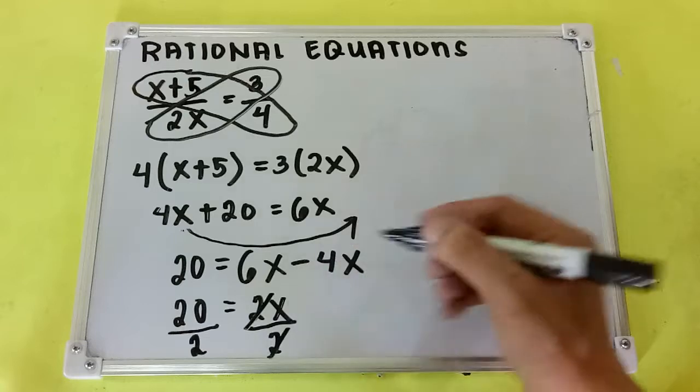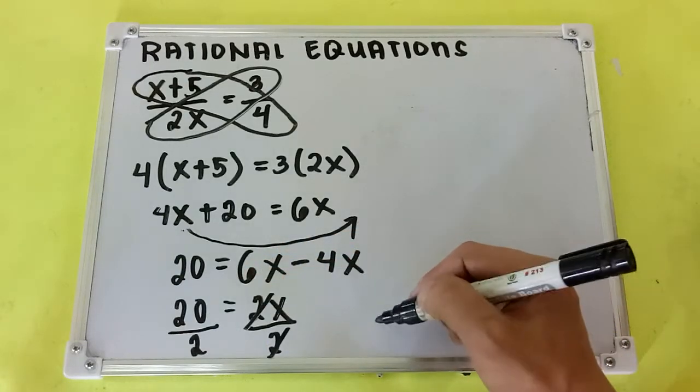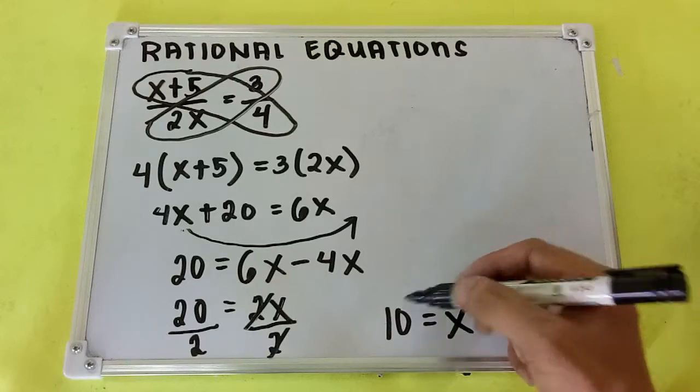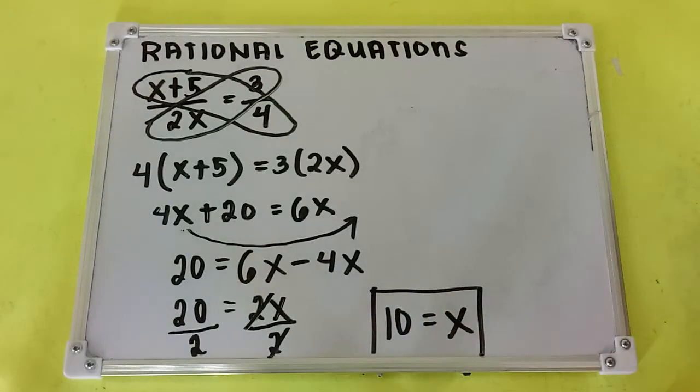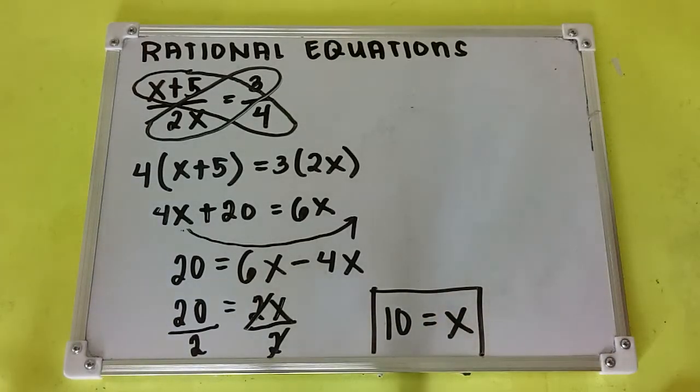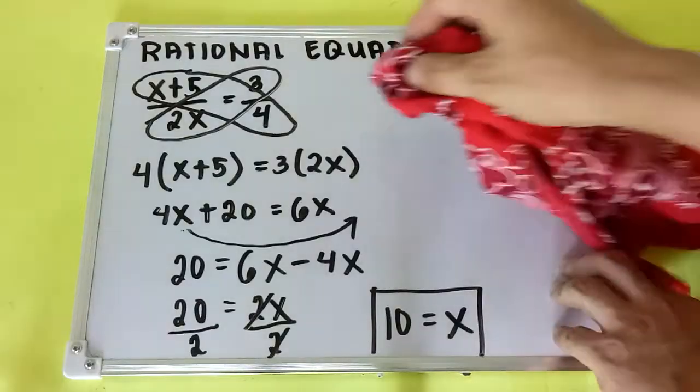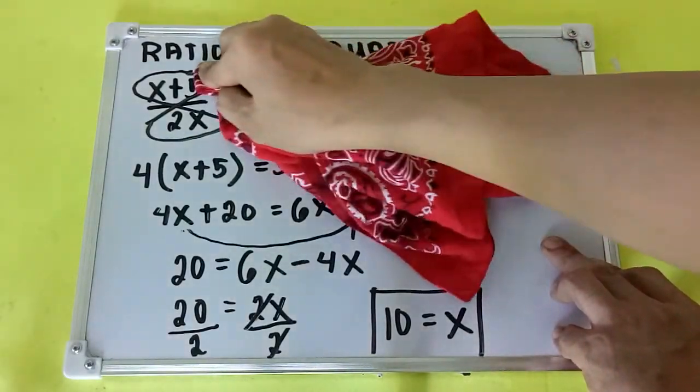So makakancel ngayon si 2. 20 over 2 is 10. And that is equal to x na lang. So ang value ng x natin ay 10. So that is the first example under solving rational equation. Next example.